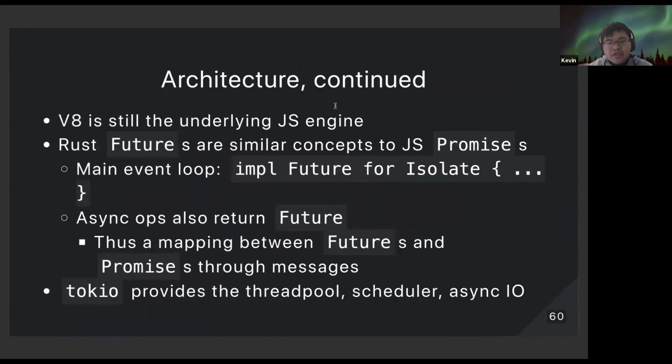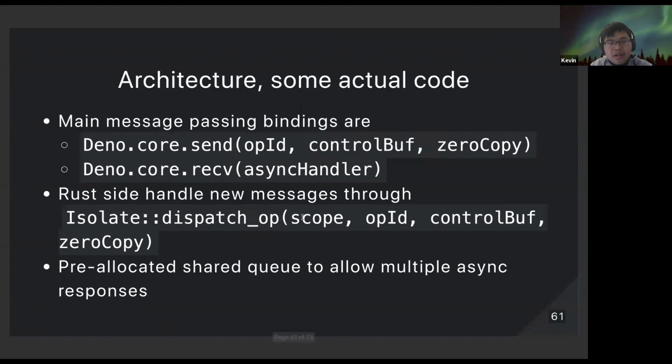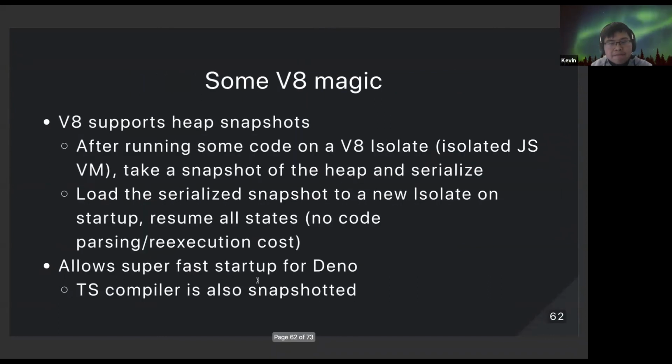And also Rust has this thing called future. So it's like promises, but I'm probably not going to walk too deep into it because we have no time. And yeah, Deno.core.send and receive, which is the send and receive channel that we have. And there's also some V8 magic we use here. So Deno has been using V8 snapshots pretty heavily.